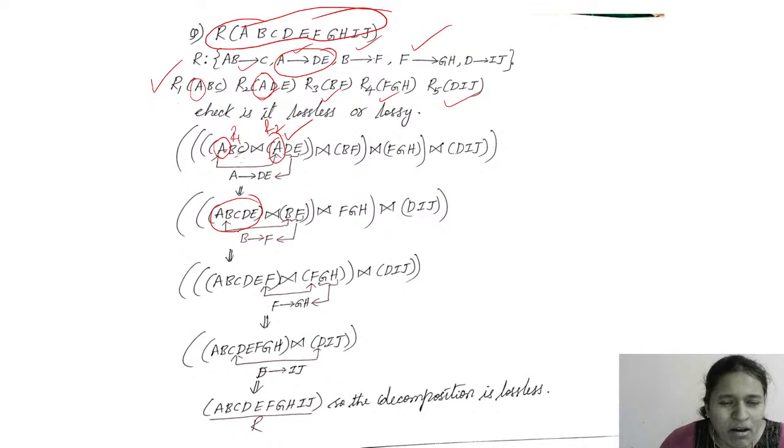Now we are combining R12 with BF. Now what is the common attribute? B. Yes, now B is the key of R3. Yes, now we can combine R12 and R3. Now we get R123. This is A, B, C, D, E, F. This is the relation we got from the combination of these two. Now we are combining R123 and R4. What is the common attribute here? Here the common attribute is F.